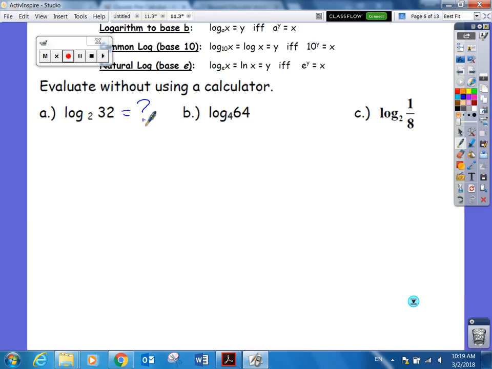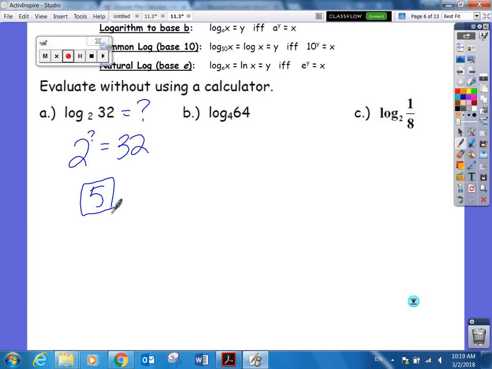So if I use this log to exponent, I can think to myself, 2 to the what equals 32. Some of you can do that in your head and you don't have to write it down. You do not have to change it to exponential. Some of you can just look at that and figure it out. And as you do these problems, you'll be able to do them very easily. So the answer here would be 5. Log base 2 of 32 is equal to 5.